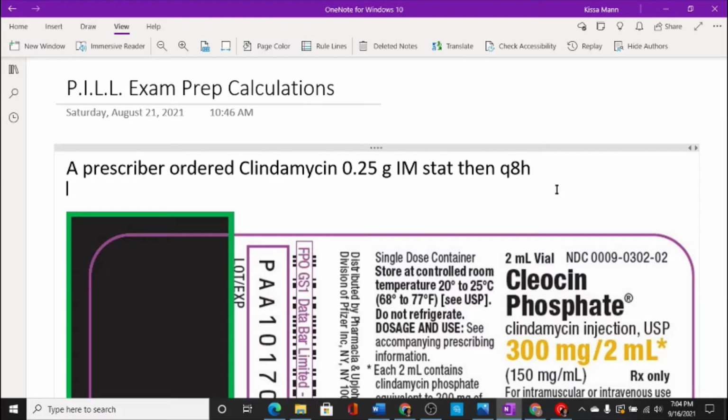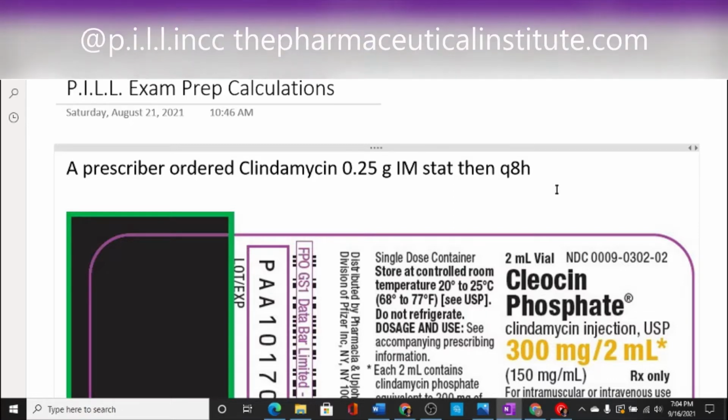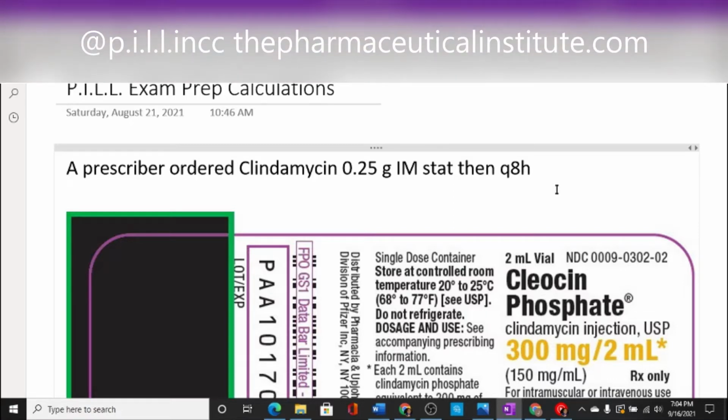Let's look at another certification exam prep demonstration. This is a similar question to what we've done before, only this stock label has two different concentrations I want us to evaluate. So let's look at the question.